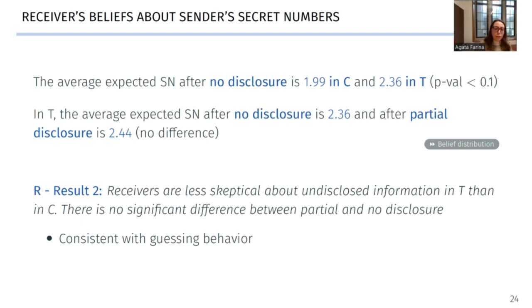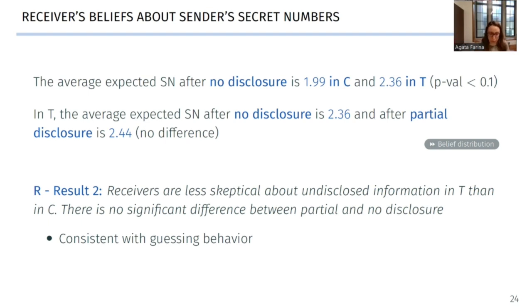When we compare the two numbers in case of complete lack of disclosure in control and in the treatment, we find that the beliefs are less skeptical in the treatment, even if the significance is only at the 10% level. Then when we focus only on the treatment and compare the expected secret number after no disclosure and partial disclosure, we find no significant difference between the two. So this, again, reinforces the fact that receivers tend to be less skeptical about undisclosed information in the treatment, and that partial disclosure does not trigger the increased skepticism that the sender conjectured.